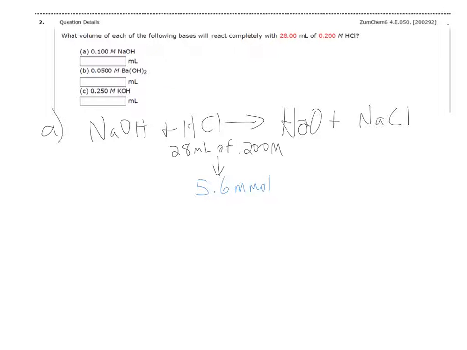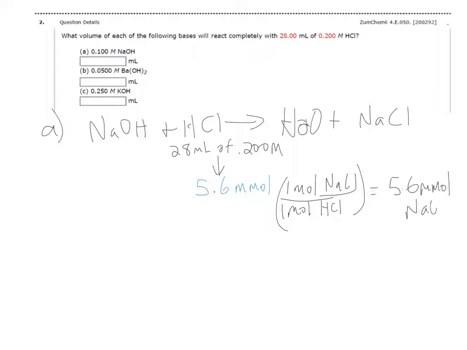Notice that the equation is balanced as written. Coefficients of 1 will do the trick. So if we have 5.6 millimoles of the acid, how much base is needed? Well, let's use the coefficients from the balanced equation in order to figure that out. It's a 1-to-1 molar ratio, so the same number of moles of base is required, 5.6 millimoles. In part A, they tell us that the concentration of that base is 0.1 molar.